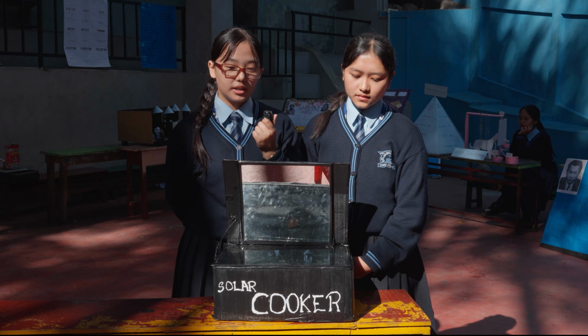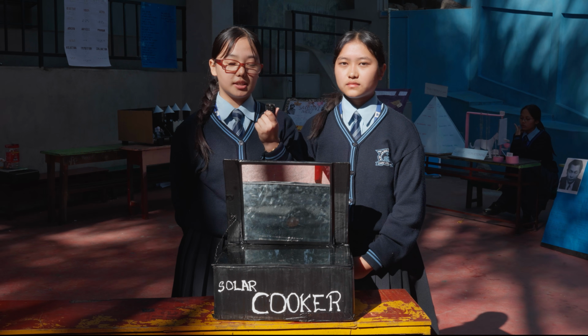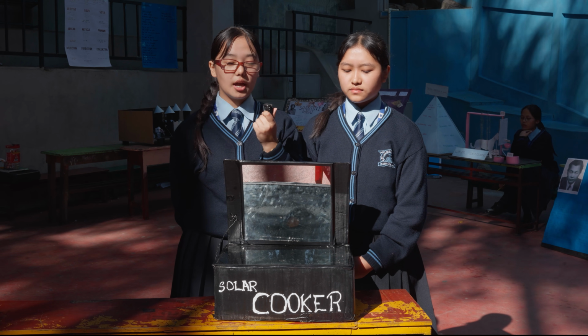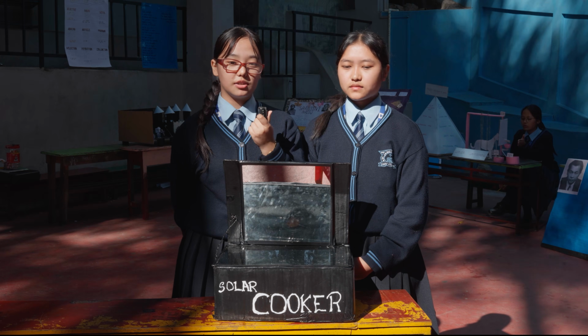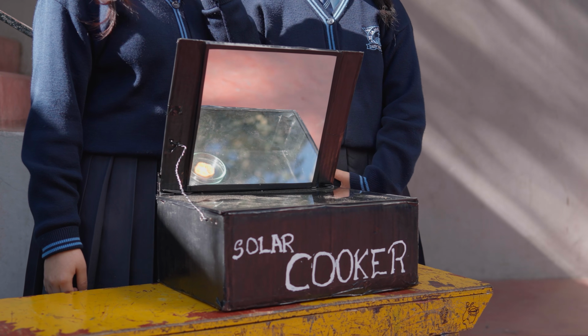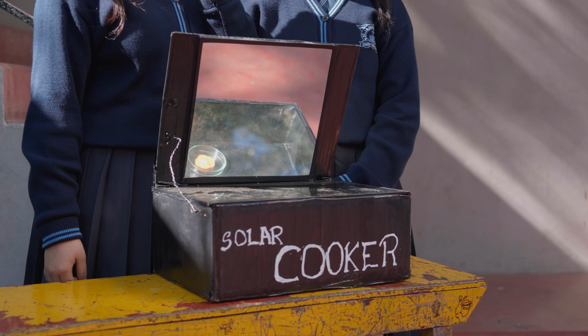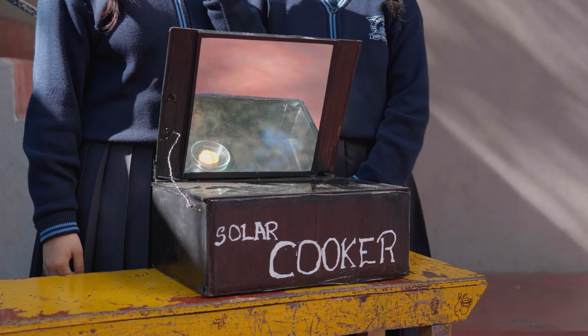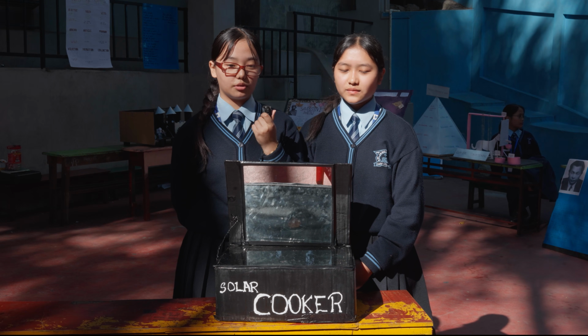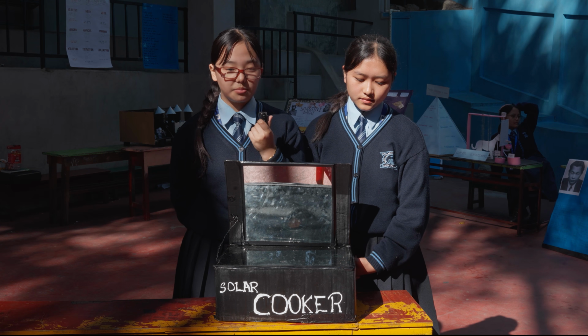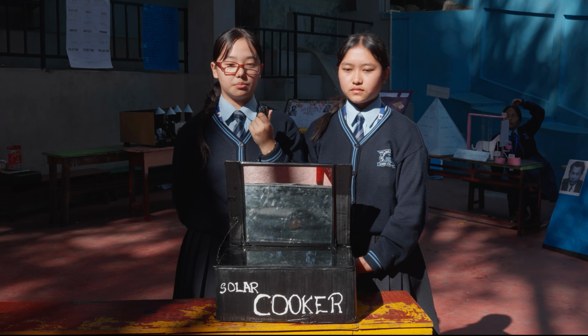This is a solar cooker. A solar cooker is a device that uses the energy from the sun to cook food. It works without gas, electricity, or any other fuel. A solar cooker has a reflective mirror and aluminum sheet inside that reflect and concentrate sunlight onto a cooking pot. This pot is usually black in color because black absorbs heat the most.